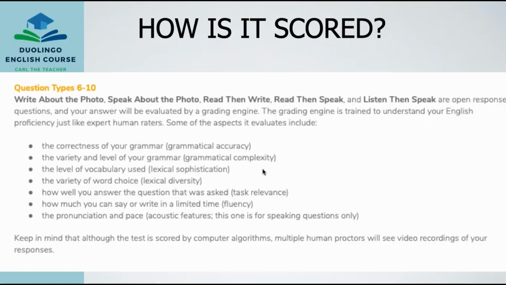The pronunciation and pace. So acoustic features. So in English we use a different sort of pitch to some languages, where we go up and then we go down. We go up and then we go down. We also stress certain syllables and also certain words within a sentence. Duolingo English Test listens out for this. So that's why it's important to try and use the correct English pronunciation and use the correct English features.